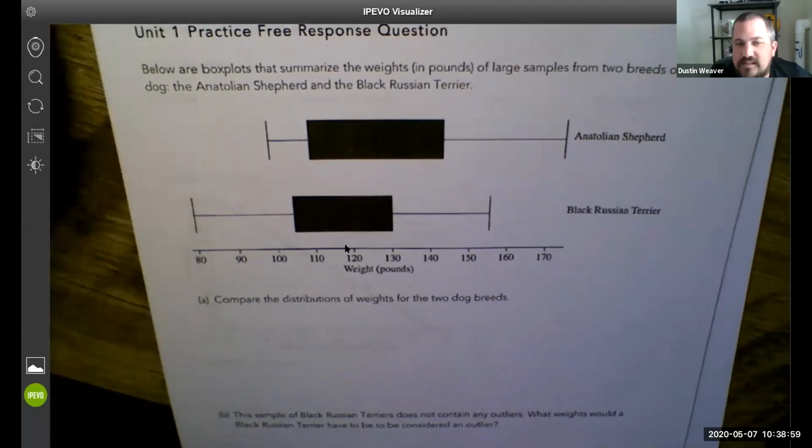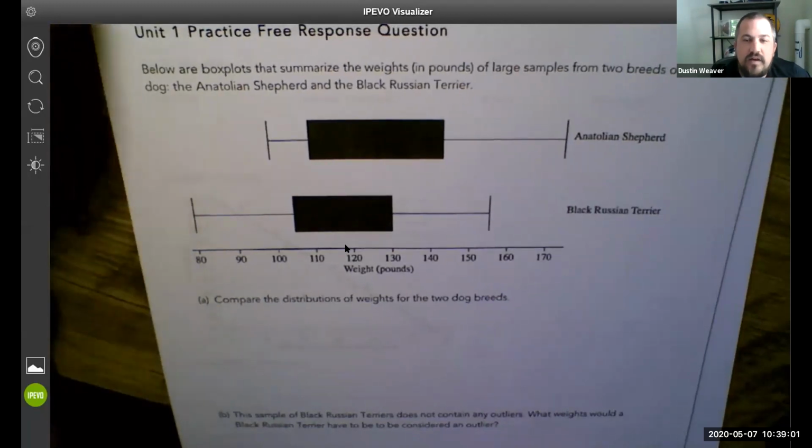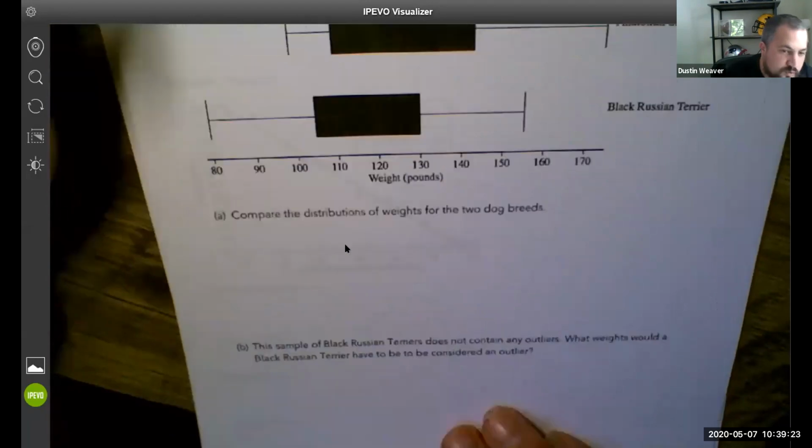Okay, Unit 1 practice free response question. Below are box plots that summarize the weights in pounds of large samples from 2 breeds of dog. We have the Anatolian Shepherd and the Black Russian Terrier. So there are the 2 breeds of dog, and there are their weights and the 5-number summary of each. It says, compare the distributions of weights for the 2 dog breeds.